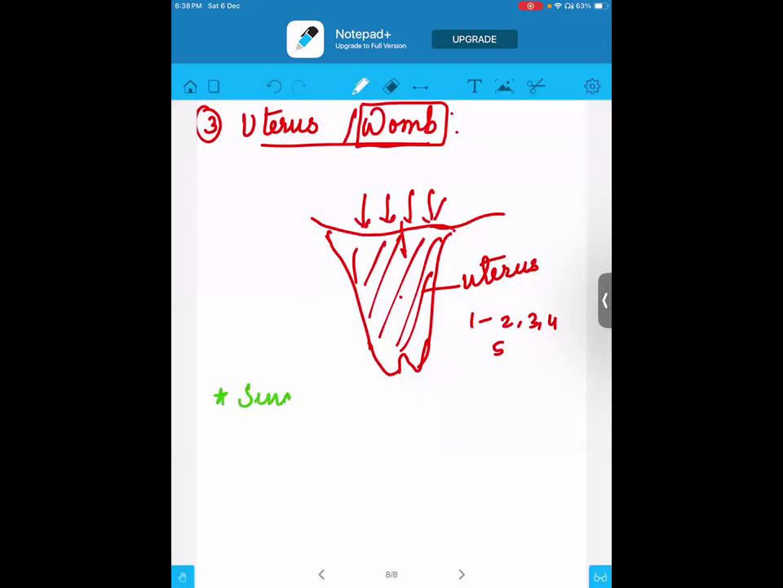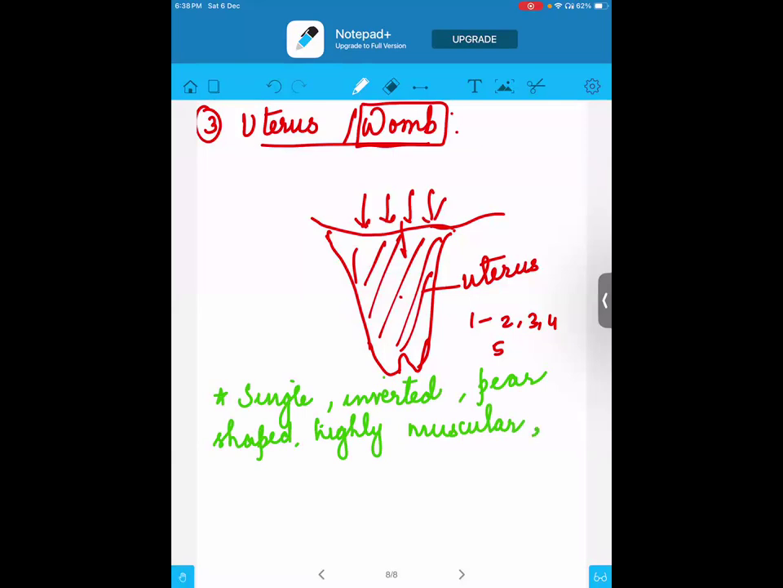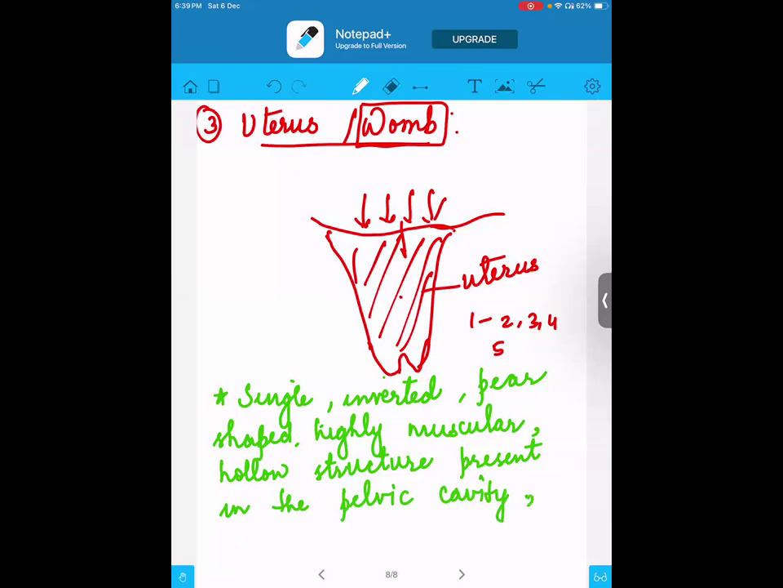The uterus is a single, inverted pear-shaped, highly muscular organ. It has a lot of muscles, because of which it can contract. It is a hollow structure, with nothing inside, which is why the zygote can come and occupy that space. It is present in the pelvic cavity of the female. Pelvic cavity means the region between the hips, in the female body.